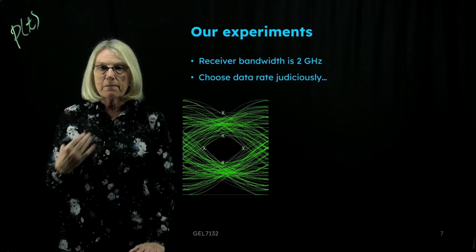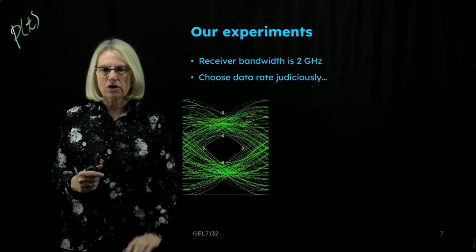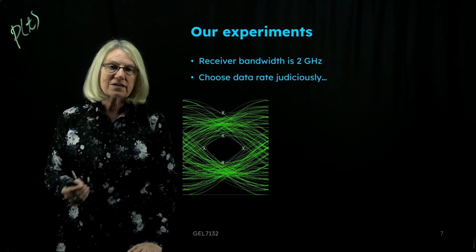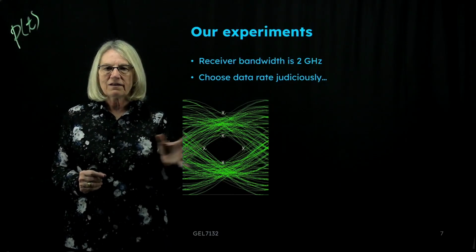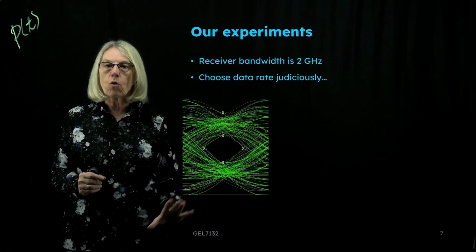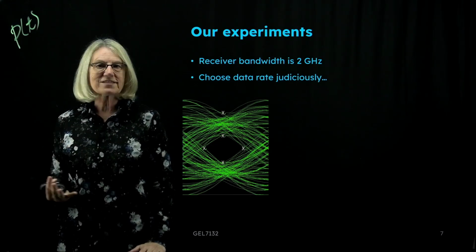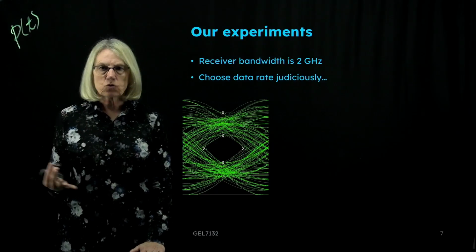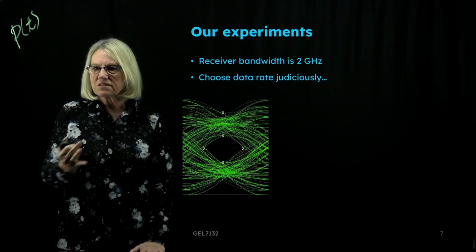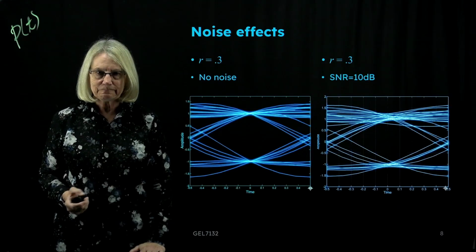In our experiments, we're going to use a receiver whose bandwidth is about 2 gigahertz. And at some point, we're going to start playing with the data rate to figure out, are we able to open the eye a little more because we're going more slowly, it's getting closer to an ideal waveform, a little less rounded, less distortion. So this is something you'll see that we can visualize with an eye diagram.